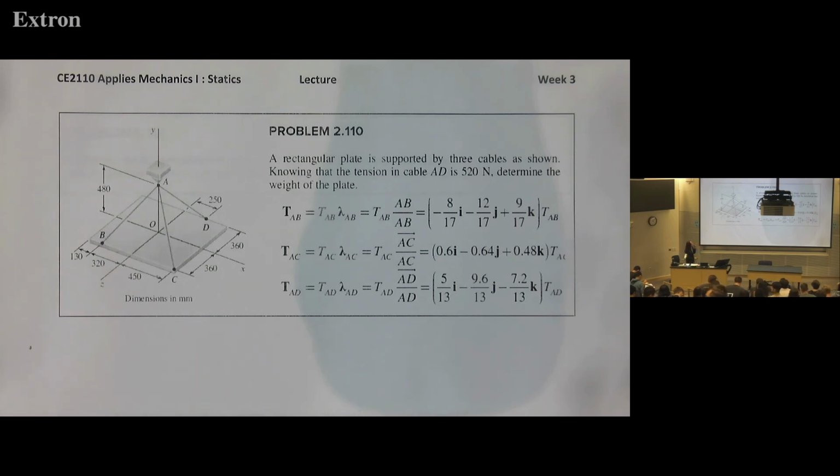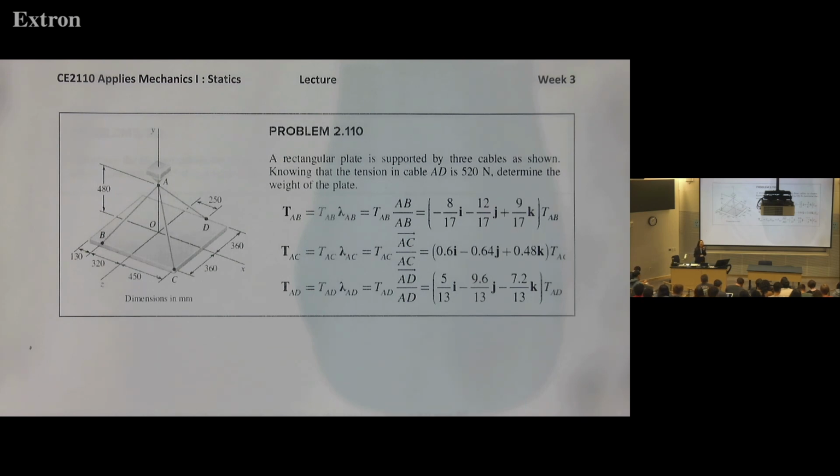This is the first problem. It is the same problem we solved last week to find the force vector, but we'll solve for the unknown force today. A rectangular plate is supported by 3 cables as shown, 1, 2, 3. Knowing that the tension in cable AD is 520 Newton, so this magnitude is given, determine the weight of the plate. The plate weight is W, acting downward, but we need to find the weight of the plate, and also we can find the cable tensions.